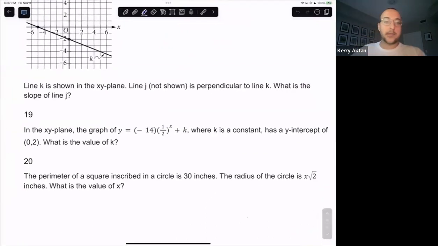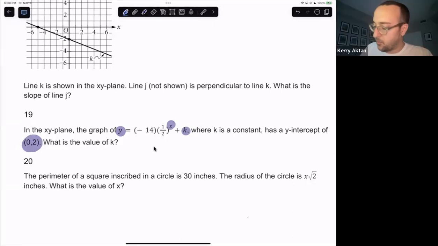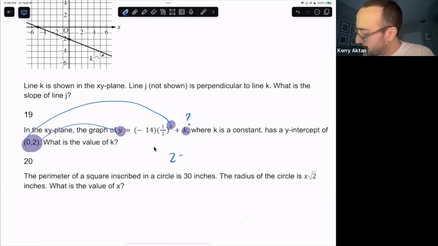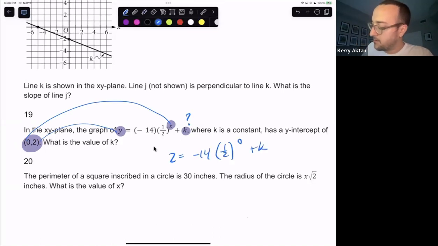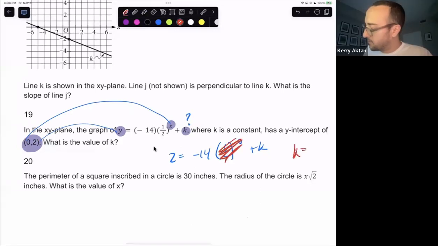Chase, I understand why you're asking this question. I get it, but at the same time, you're better than this. Remember that if you have 3 variables, you have no idea what to do, but what's hiding inside of that? What's a coordinate? You could plug in the coordinate. Plug in the x, plug in the y, and then what's left? Just k. So you have 2 equals negative 14, 1/2 to the 0 plus k. What's anything to the 0 power? 1. At this point, adding 14 to both sides, k equals 16.